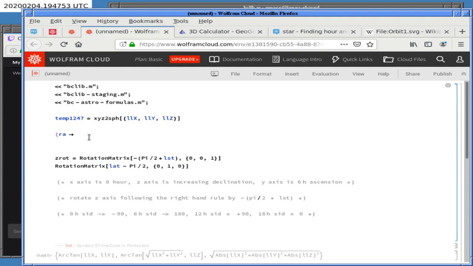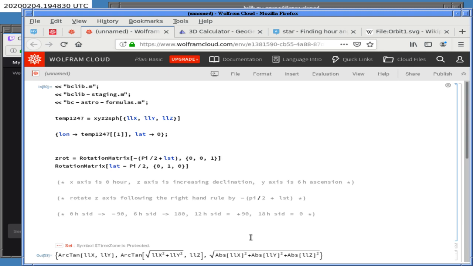We'll just continue. So we want to say the RA goes to this. And I'm sorry, no, the longitude goes to this. The latitude, let me take a quick look at what this gives me again. The latitude is giving me things that depend on x, y, and z, and I don't want that. I want it only to depend on z.